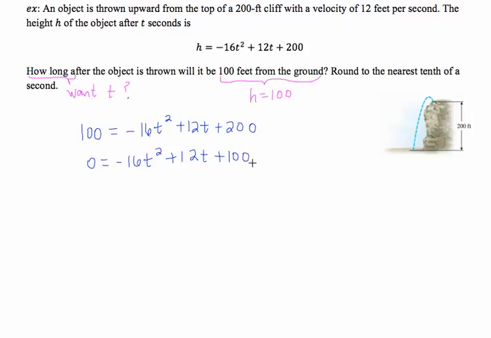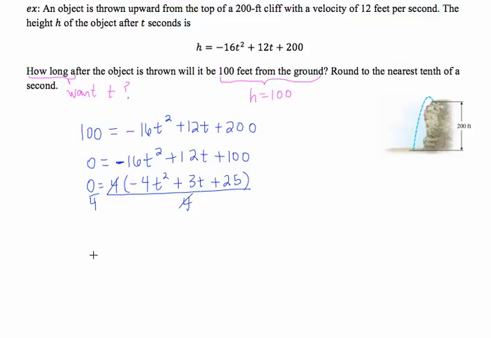And solve from here. Now before I start trying to factor or use the quadratic formula, I like to see if things will simplify. So let's see, the largest number that 16, 12, and 100 are all divisible by, it must be 4. So let's take a 4 out of everything, and I would be left with negative 4t squared plus 3t plus 25. That just makes it a little easier. Now if I divide both sides by 4, basically it goes away.